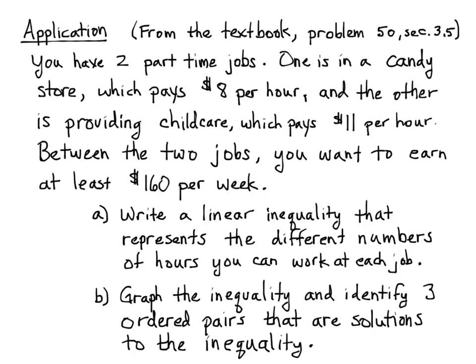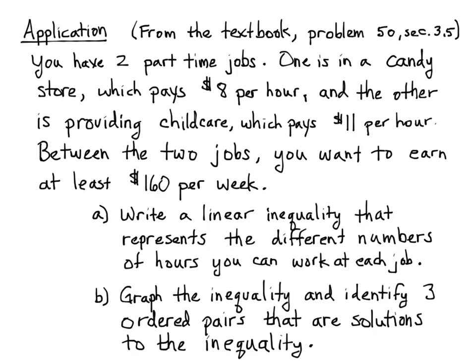So the first thing that we're going to do is take the fact that you have two part-time jobs. The candy store is $8 an hour, and the child care is $11 an hour. And so between the two jobs, you want to earn at least 160 hours per week.